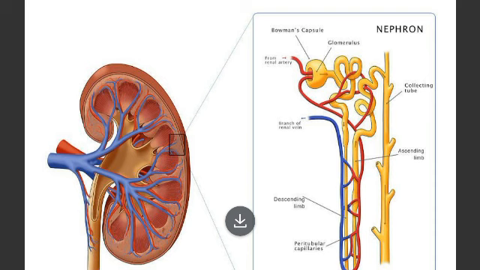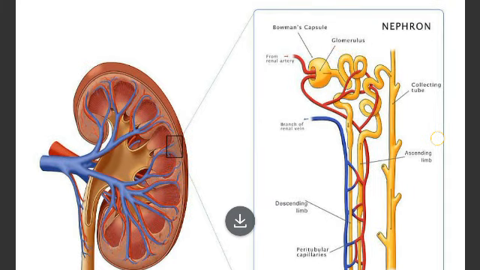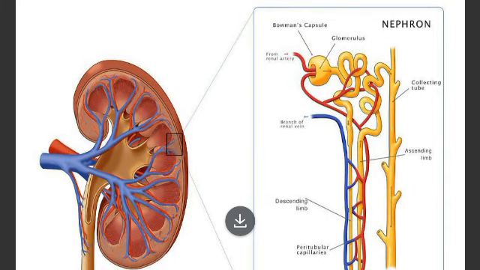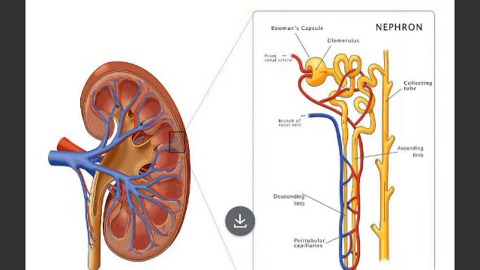After entering the cup-like structure, the renal artery will divide to form minute blood capillaries called glomerulus.